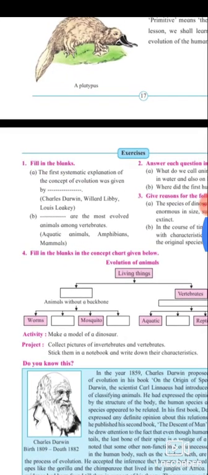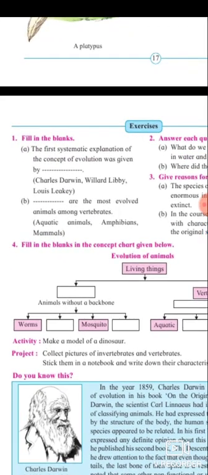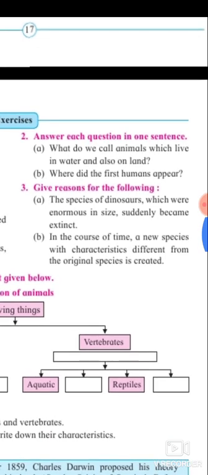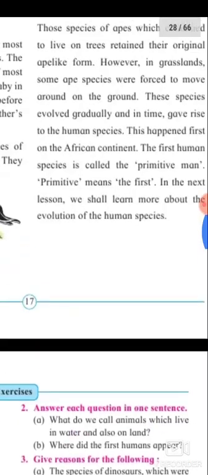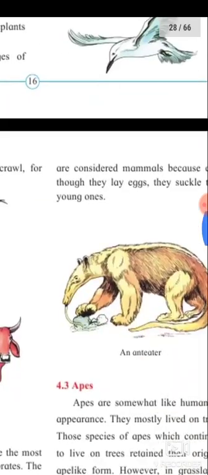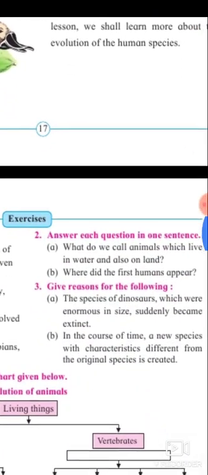And then the first systematic explanation of the concept of evolution was given by Charles Darwin. Dash are the most evolved animals among vertebrates. Most mammals. Okay, these are the answers for the questions. Answer each question in one sentence. What do we call animals which live in water and also on land? This is the answer on page number 16, amphibians. Okay, the answer for this question is amphibians.